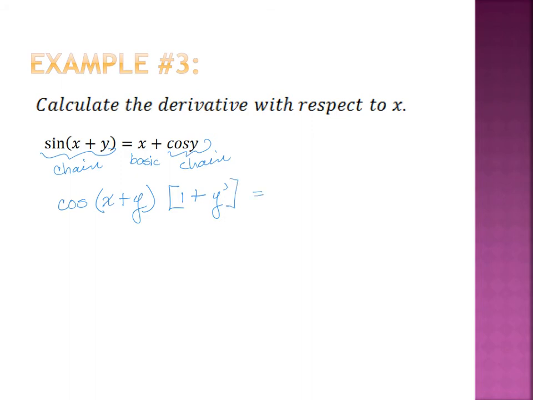Equals, on the right side, x derives to 1, cosine derives to negative sine. Leave the angle alone, but then remember, you need to multiply by its derivative, y prime, because it's a chain. Okay, so notice I have y primes on both sides of my equation. I need to get them together, and I need to get everything else to the other side.